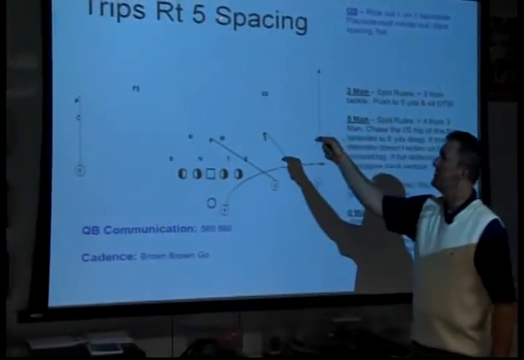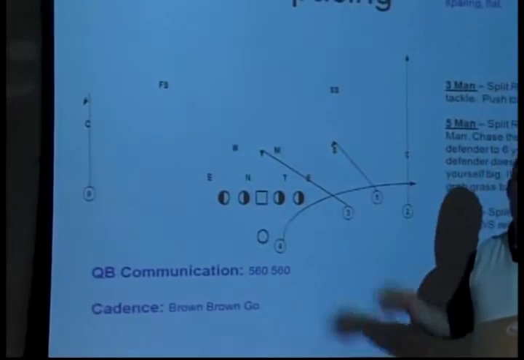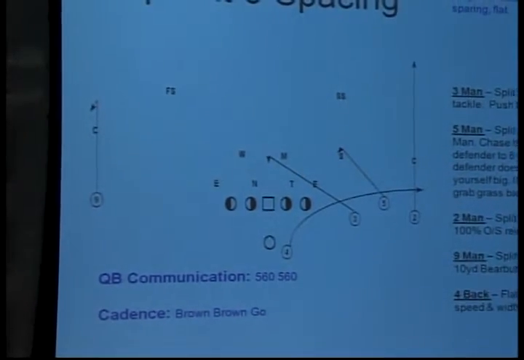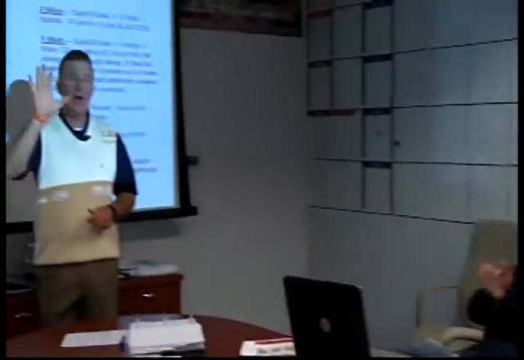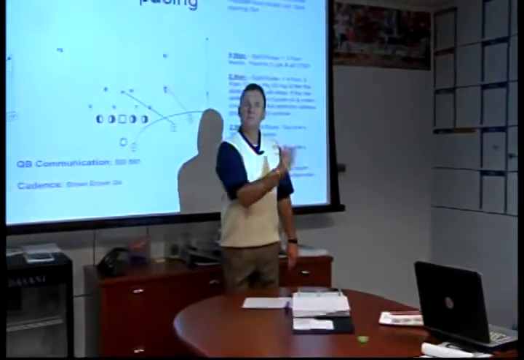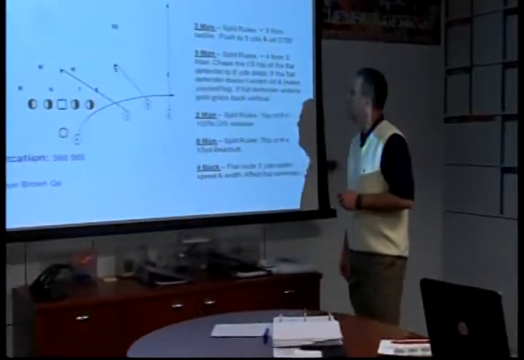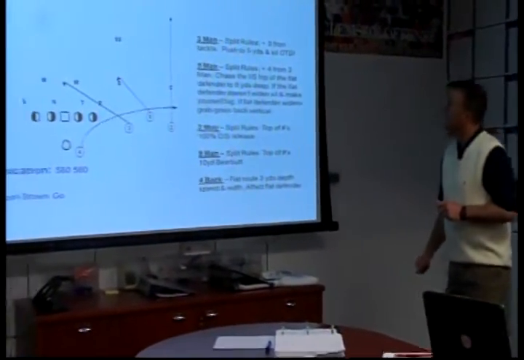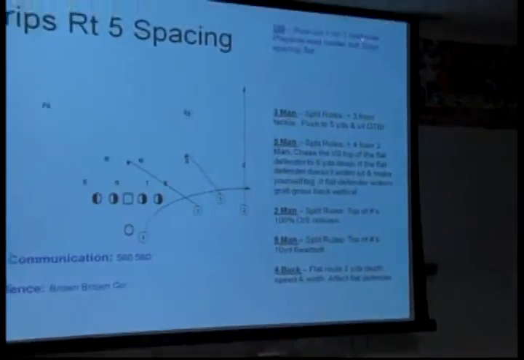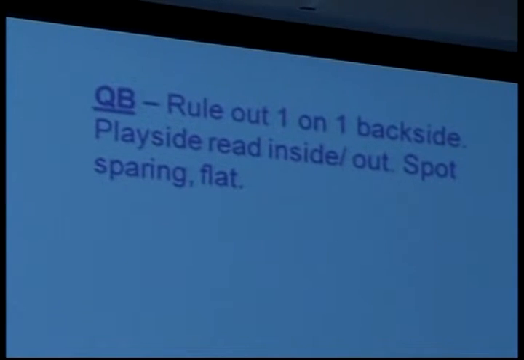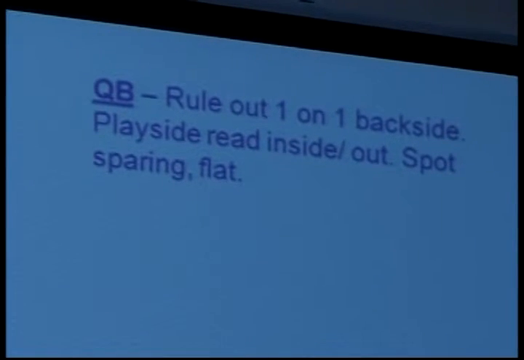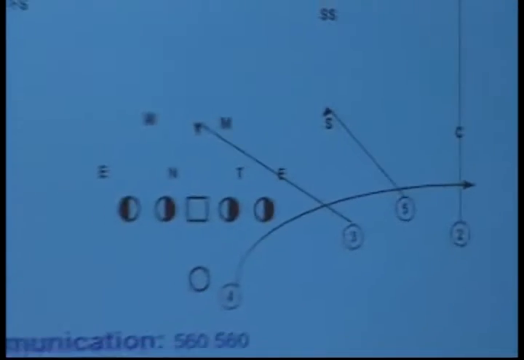5 spacing tells us the 5-man is running the spacing route. Okay, signal for 5 spacing. So we're going 5 spacing. Okay, all right. Rule, quarterback. Okay, you're ruling out the one-on-one on the backside where it's a play side read. We're reading from inside out. We're going from spot to spacing to flat route.